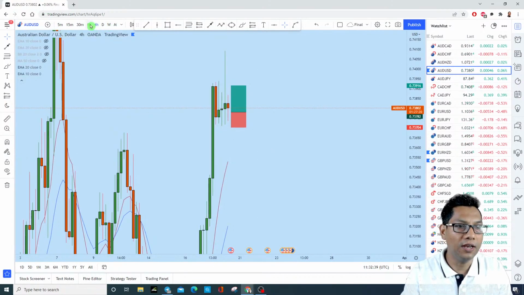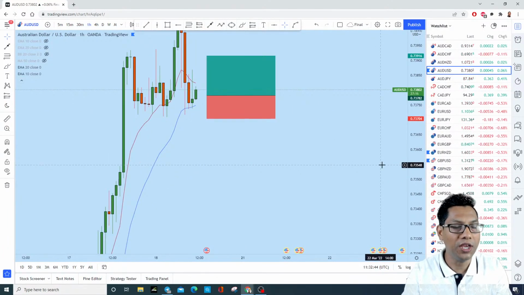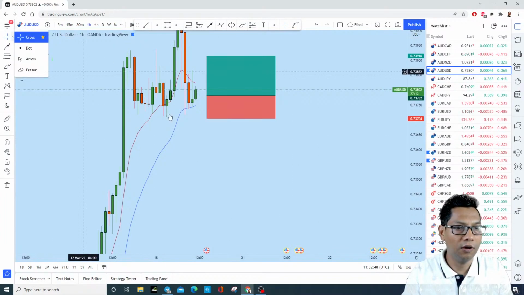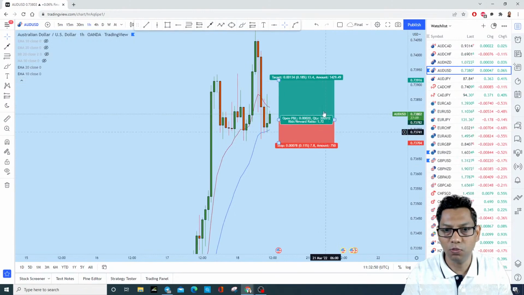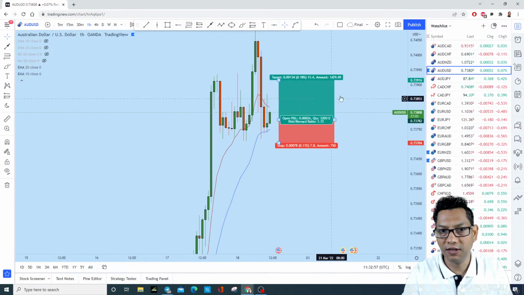So Aussie dollar, let me go to the hourly chart. It's a short-term trade because today is the weekend and I will close all the trades before the weekend. So that's why it's a small 1 to 1.7 risk to reward ratio trade. So looks like we'll be hitting very soon.